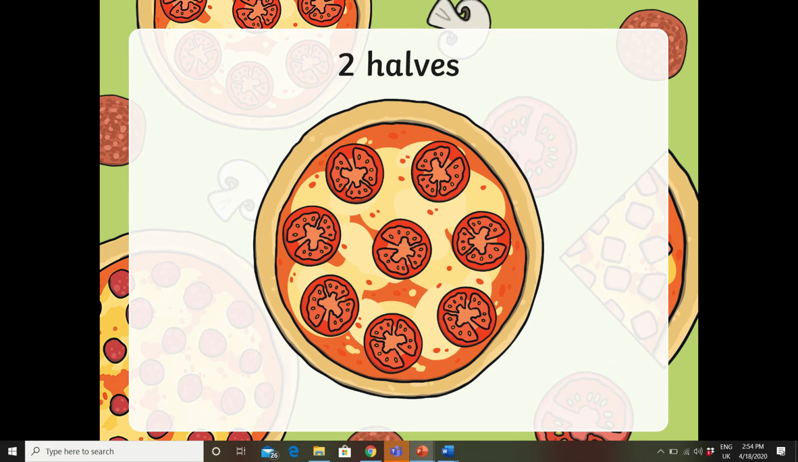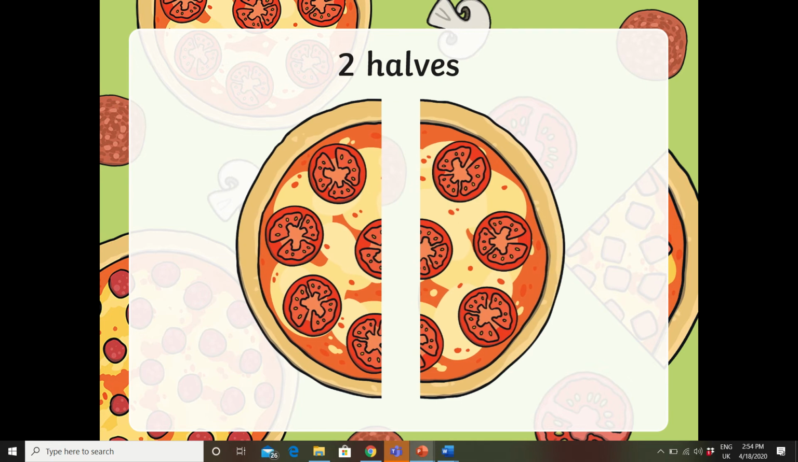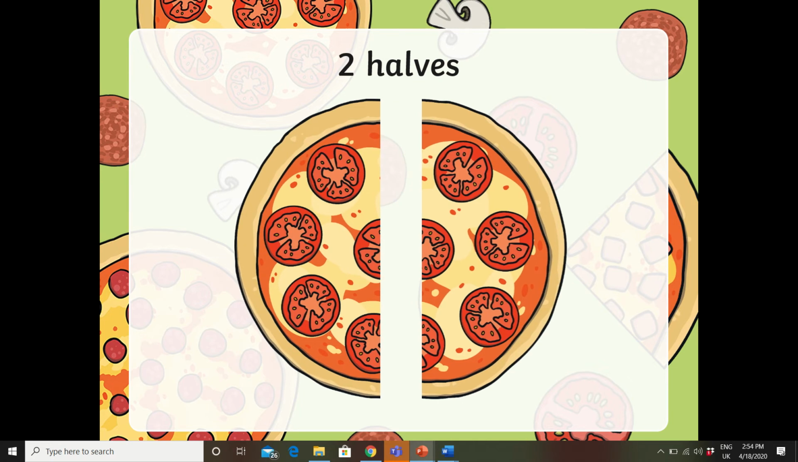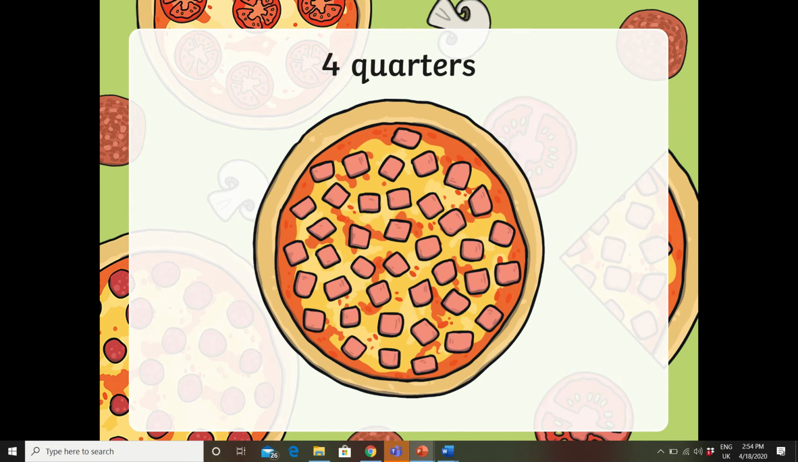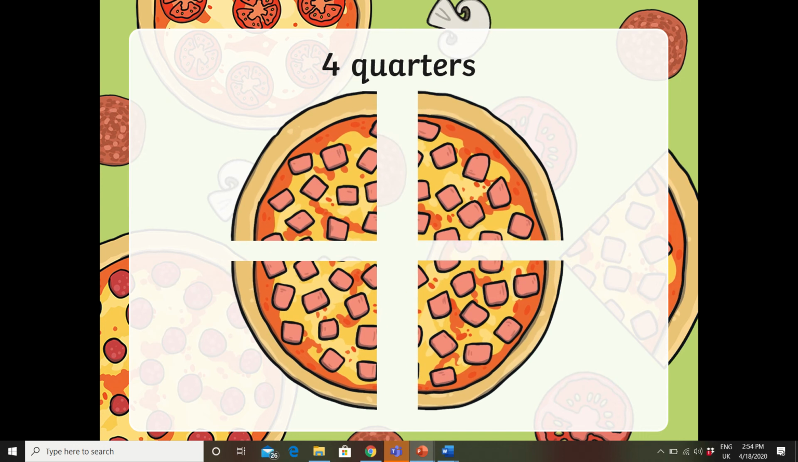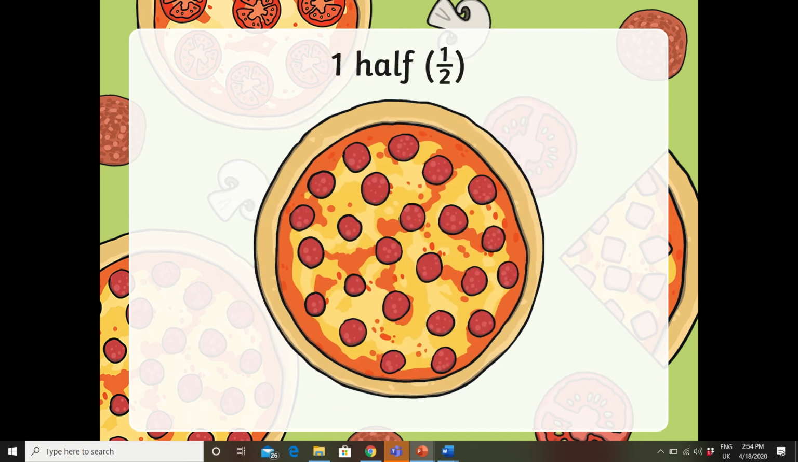So can anyone tell me, if I have 2 halves, how many slices am I going to have? Good, I'm going to have 2 slices, 2 halves, a half and a half. A half means you divide it by 2. 4 quarters, how many slices am I going to have if I have 4 quarters? Clue is in the number, 4 quarters. Good, 4 slices. Okay, 4 quarters, 4 slices, divided by 4.